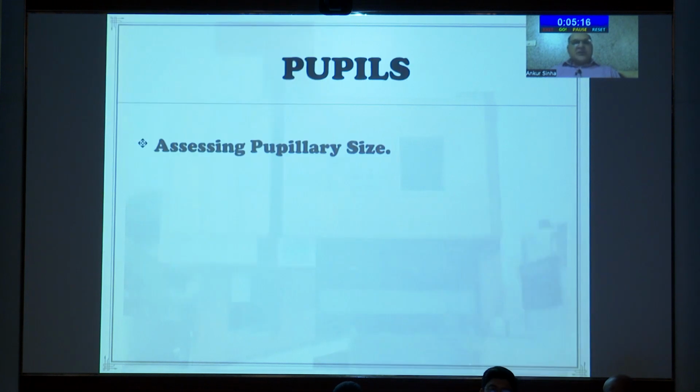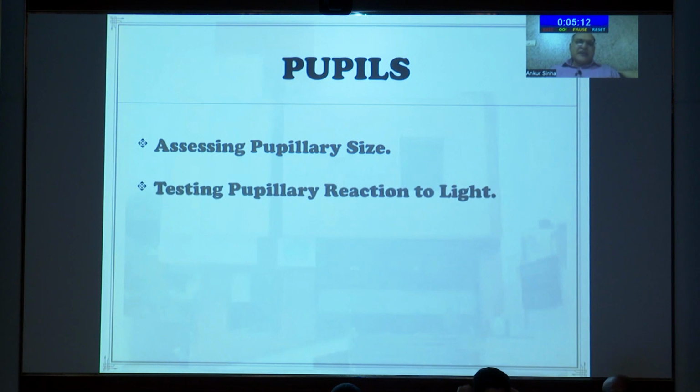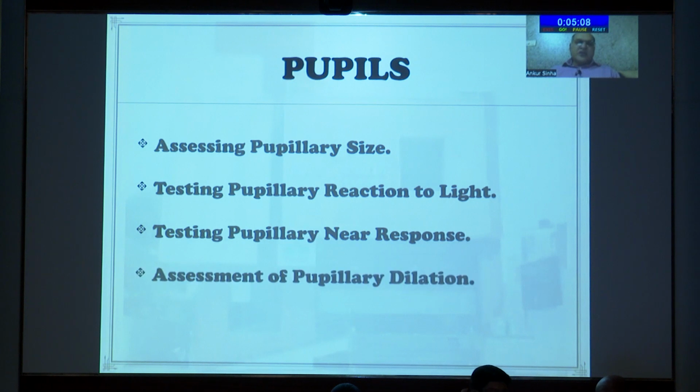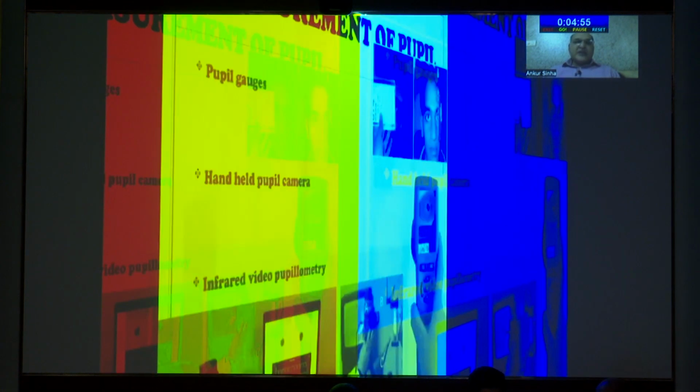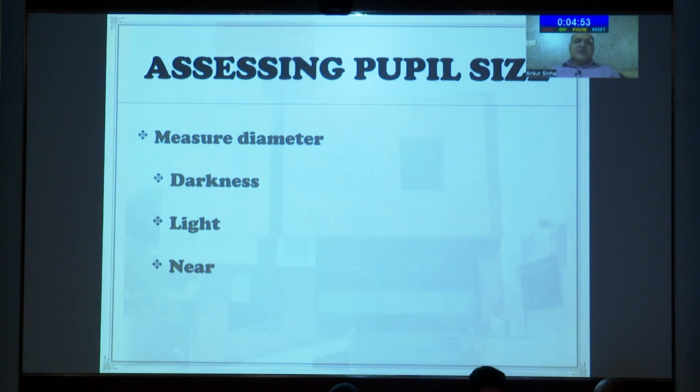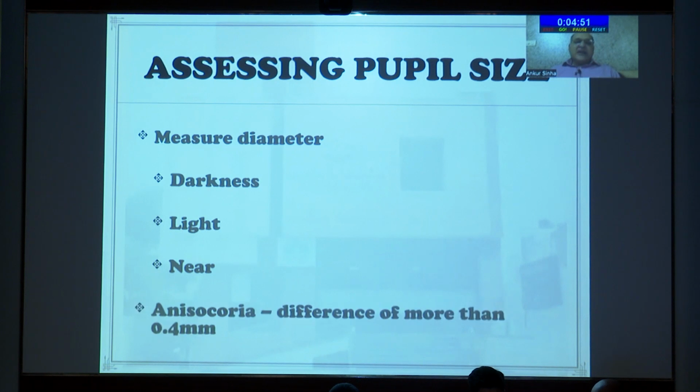Now, pupils are a very important part of examination. So, assess the pupil size, test the pupillary reactions, check for the near response, pupillary dilatation, and test for the RAPD. Now, measurement of pupil can be done with the help of pupillary gauges or handheld pupillary cameras. We also have infrared pupillometers where we can document the pupil size very accurately. Also assess the pupil size in darkness, light, and near. A difference of more than 0.4 millimeters can be termed as anisocoria.